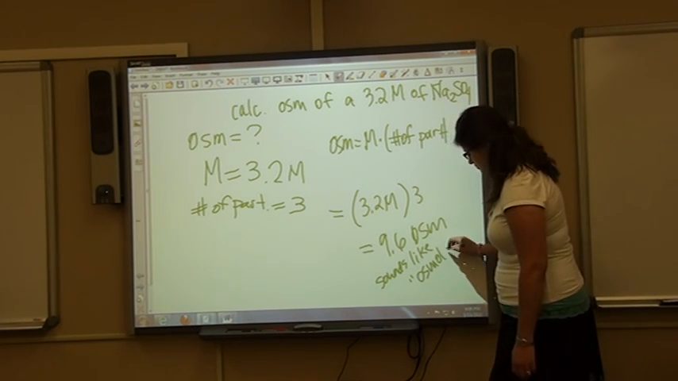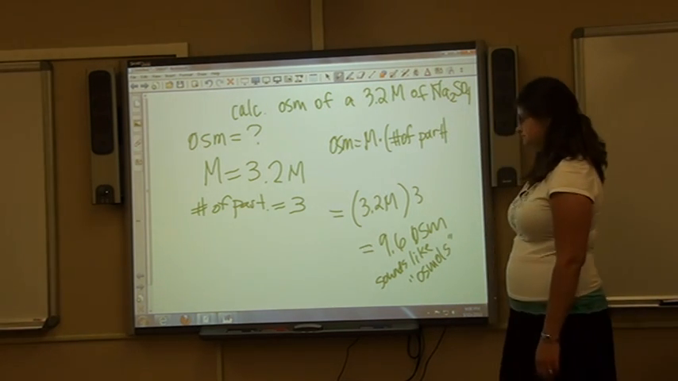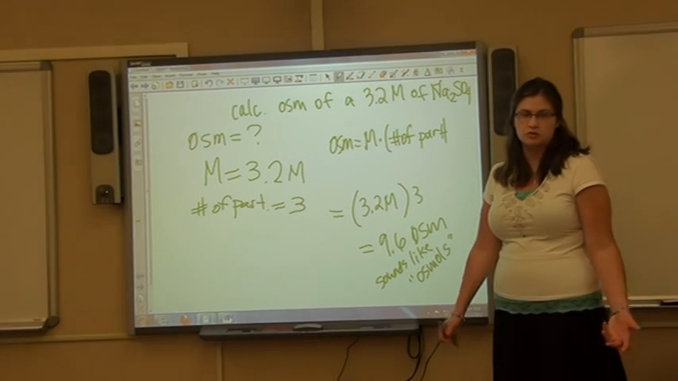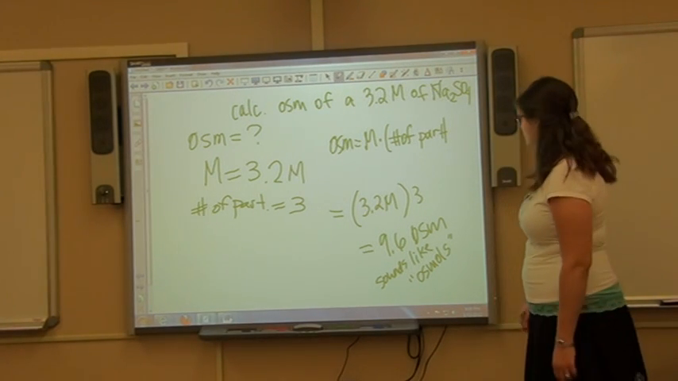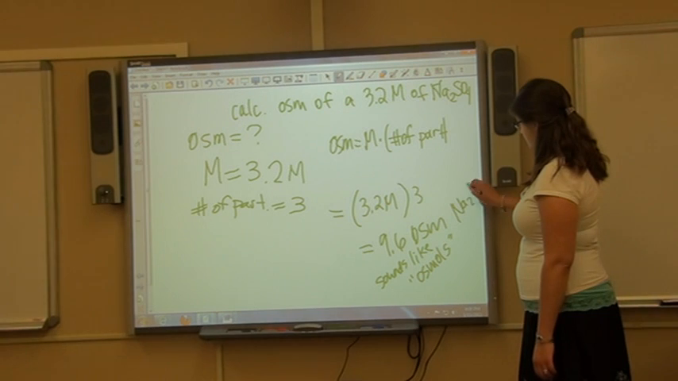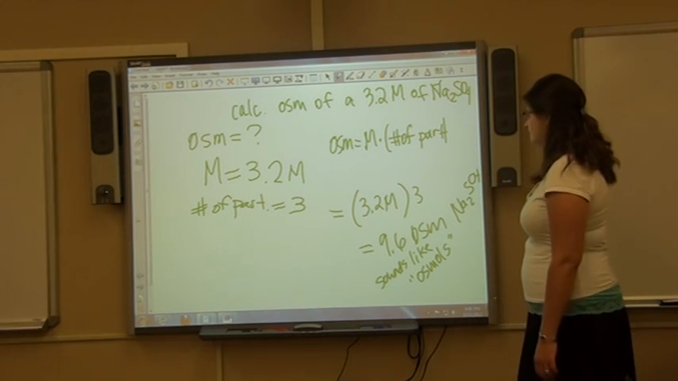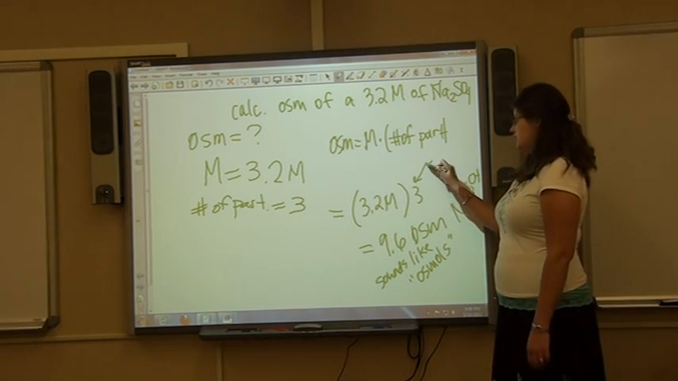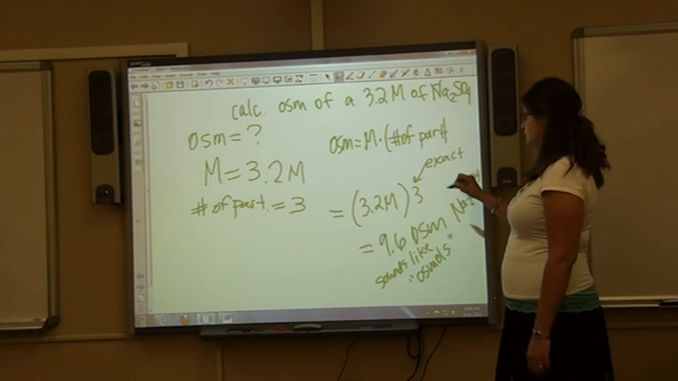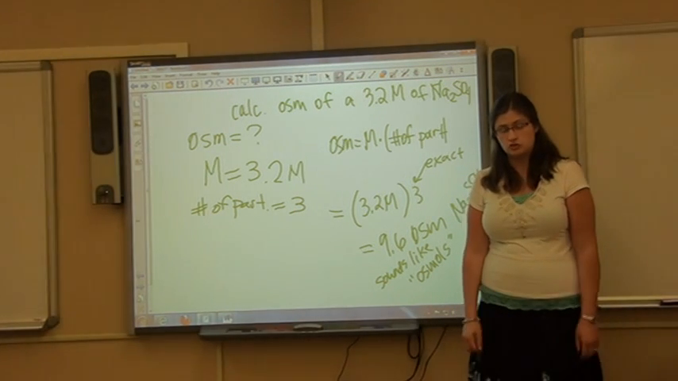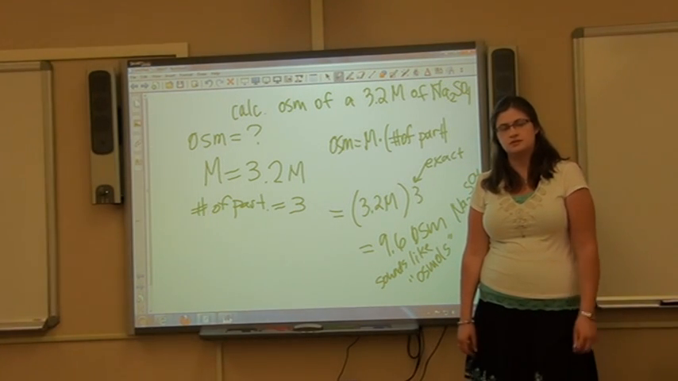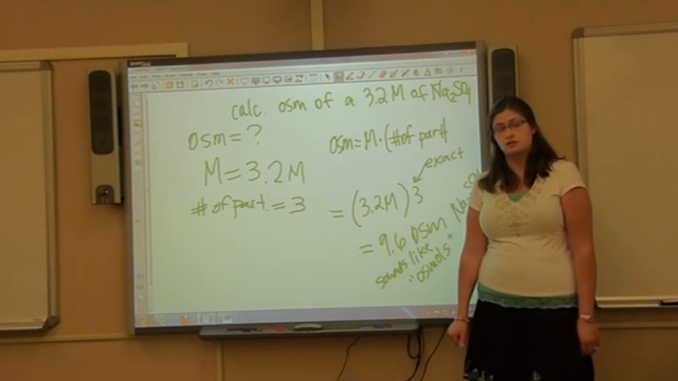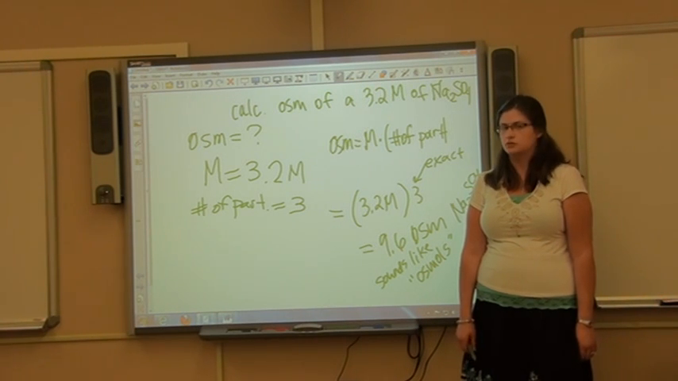So 9.6 osmoles of Na2SO4. This number is exact. We do not calculate significant figures from an exact integer. Therefore, we should have 2 sig figs in the problem. Do not overthink these problems. A lot of students get confused and tripped up because they try to overthink it. It really is this easy.